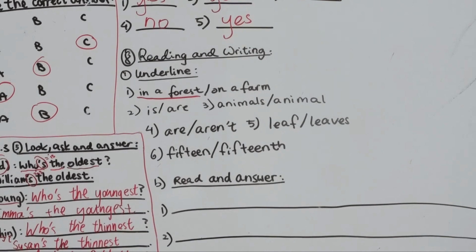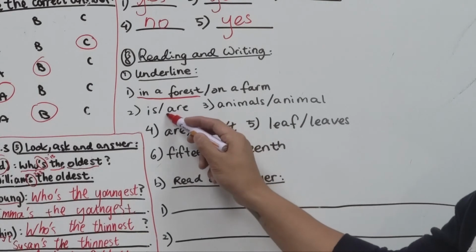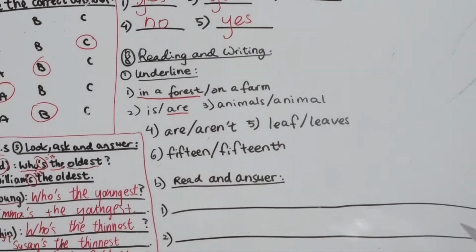Question number 2, they is black and white or they are black and white? They what? They is or are? Wait, what about Crystal? Can you tell me they is or they are? They are black and white. Very good. Question number 3, they are very special animals or animal?